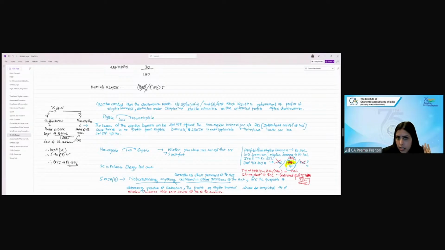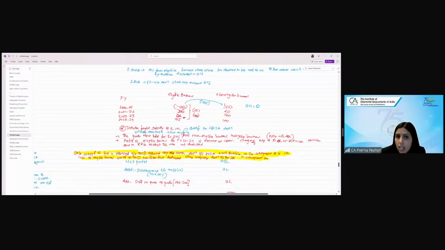90 minus 20. Let's say, for example, in this example, 120 was my loss. I set it off against non-eligible business, my GTI became 0. Next year, I have 20 from the eligible business. Now, should I claim ATI? I will not be entitled to claim ATI because I will first set off 20. Next year, again, I have 60, so 60 will get set off. Then only 40 remains. In 23-24, again 75, I will set off 40, and after that, I will give deduction under ATI.